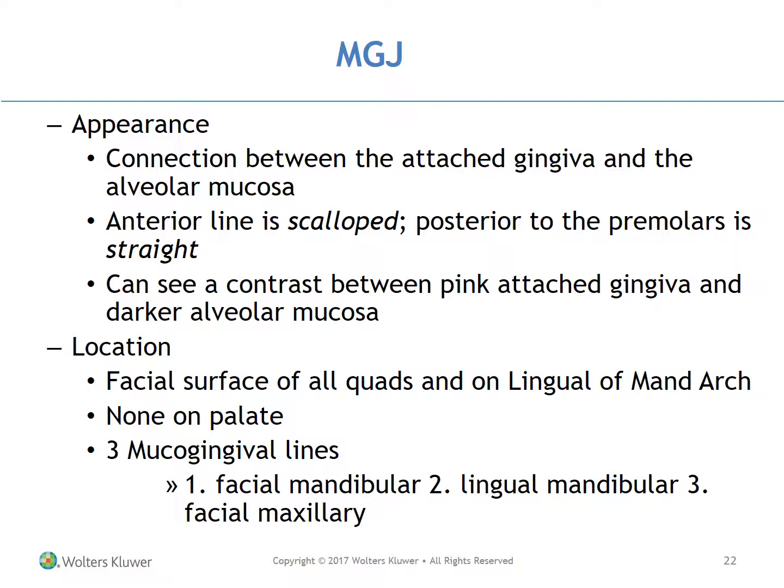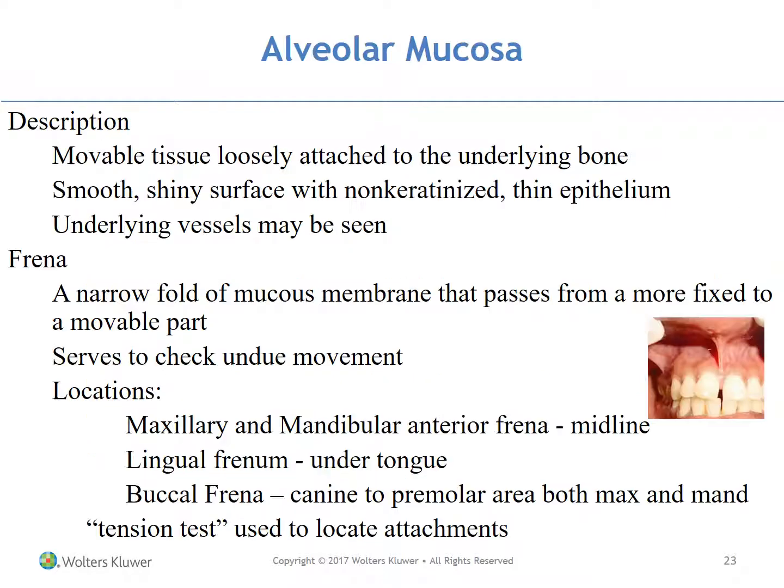The location: facial surfaces of all quadrants and lingual of the mandibular arch, none on the palate, right, because it goes to the palatal mucosa. There's no MGJ there. And that just states it again. They really want you to know that, right? It is important because we're going to be measuring how much attachment there is.